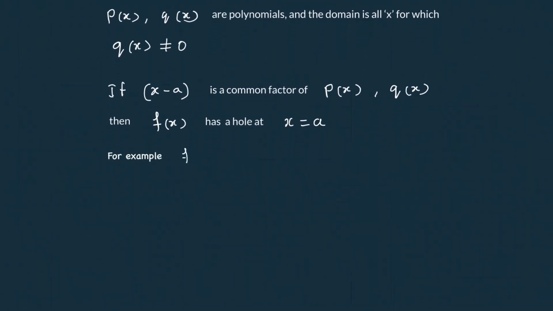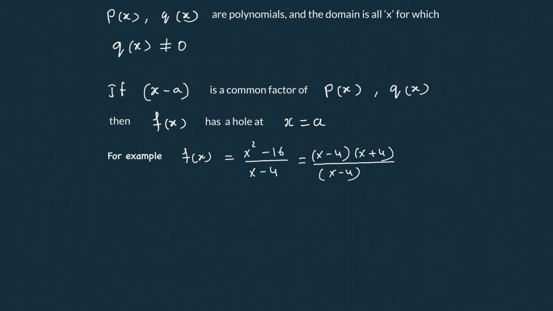For example, f of x equals x squared minus 16 divided by x minus 4. For this function, we can write the numerator as the product of x minus 4 and x plus 4, and the denominator x minus 4 remains the same. We have a common factor x minus 4. This gives us x plus 4, and x is not equal to 4.